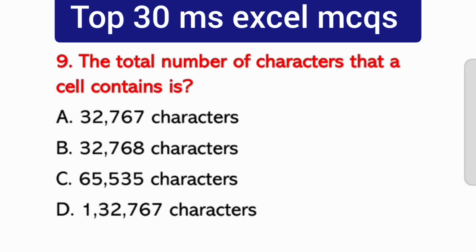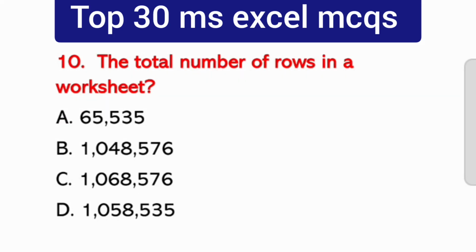The total number of characters that a cell contains is, options: 32,767 characters, 32,768 characters, 65,535 characters, 1,32,767 characters. Correct answer is 32,767 characters. The total number of rows in a worksheet. Correct answer: 1,48,576.